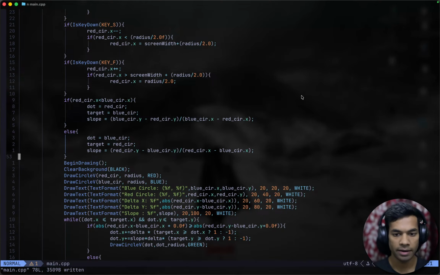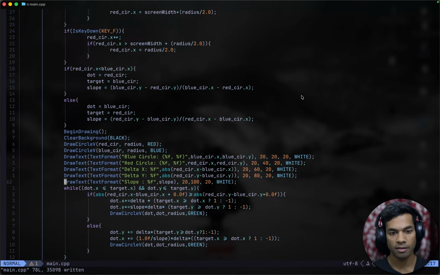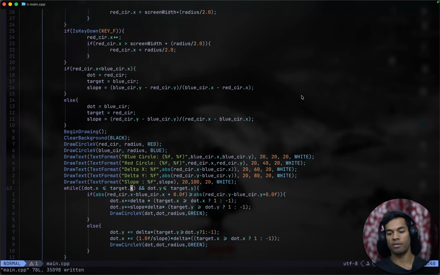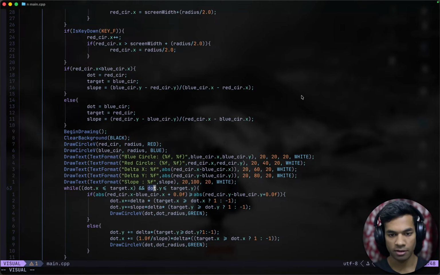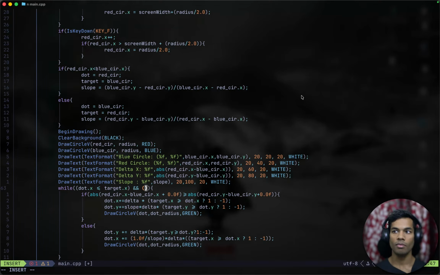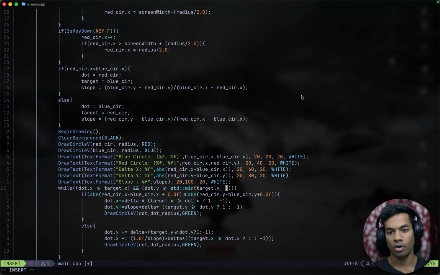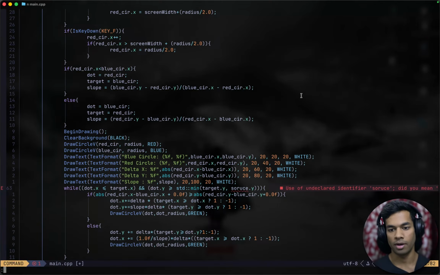Yes, in terms of x-axis, we are always choosing the source as the one which has the smaller x-axis, and the target x-axis would always be greater than the dot. But in this case, we don't know actually. So dot dot y has to be greater than or equal to minimum of target dot y comma source dot y.